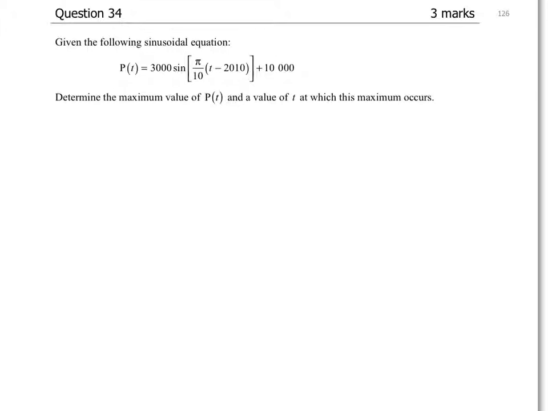So we want to go through each of these constants. So 3,000 is the amplitude. This 10,000 here is your center. So we're centered on 10,000 and we go between 13,000 at the maximum and 7,000 at the minimum. 2010 is our shift, so 2010 units to the right.